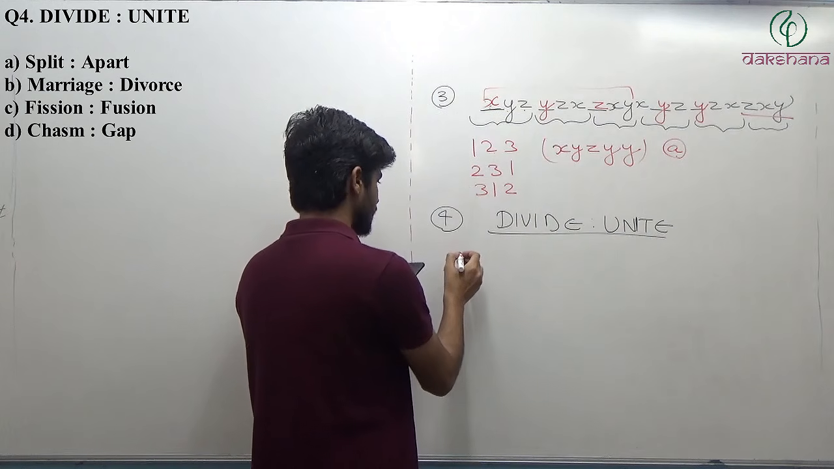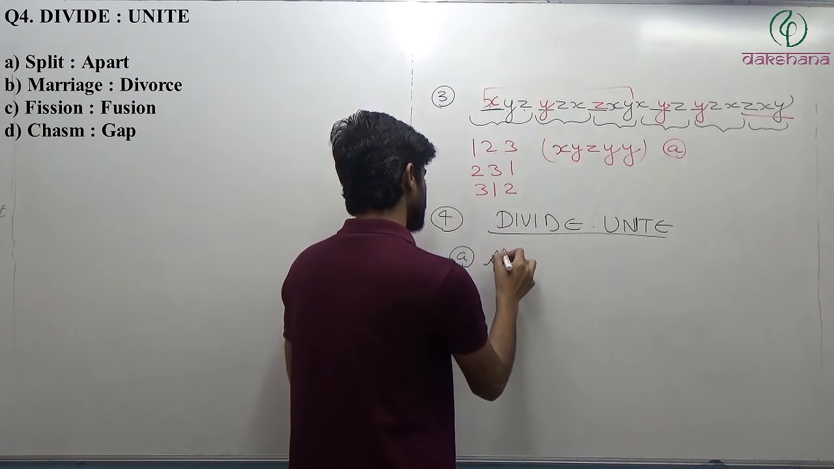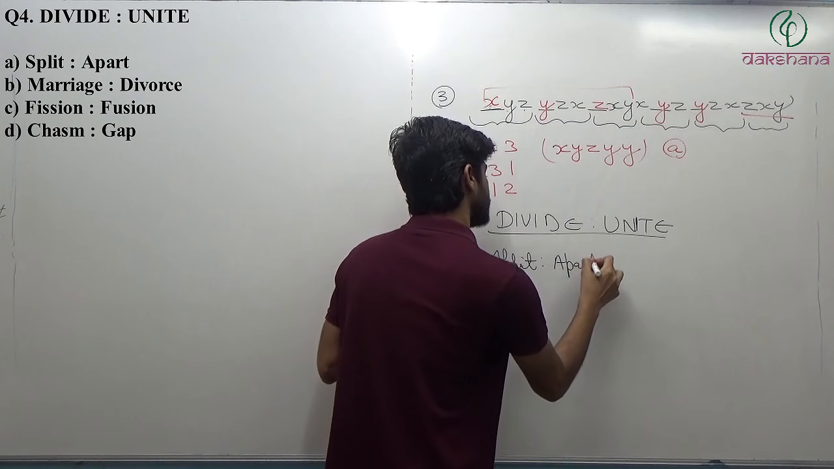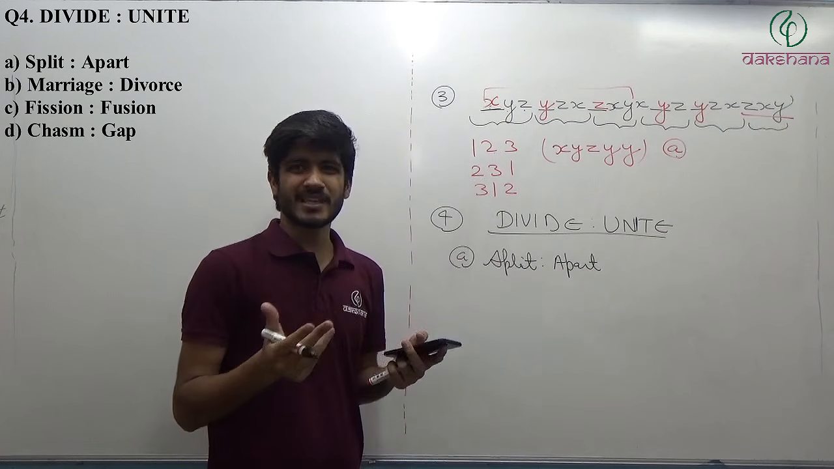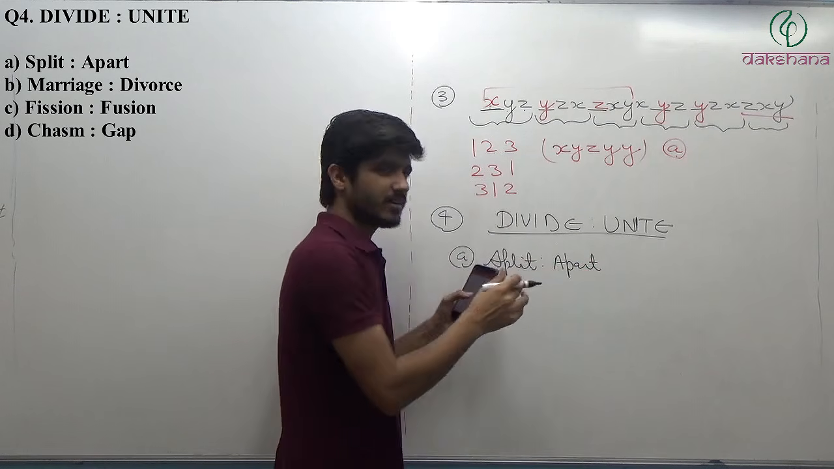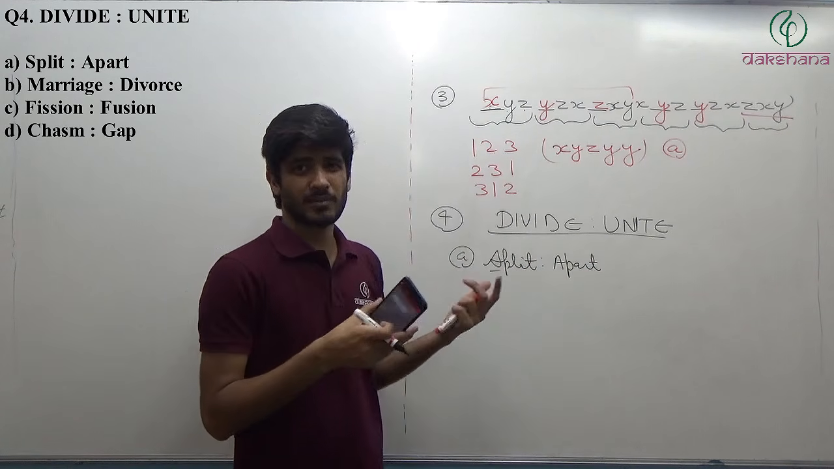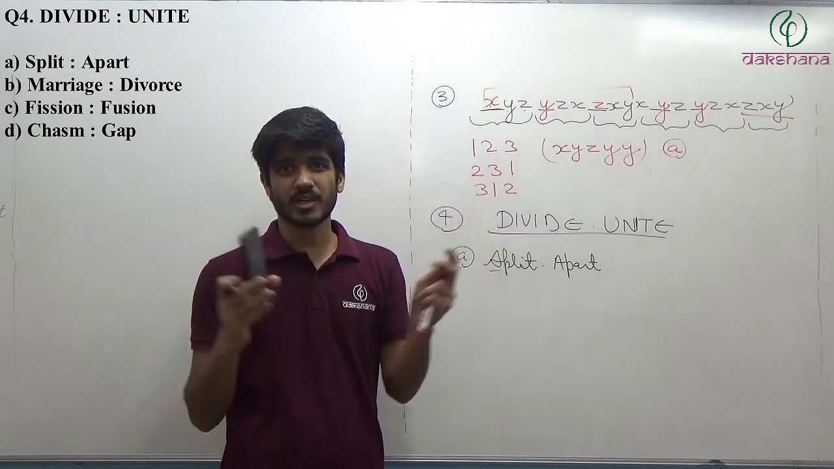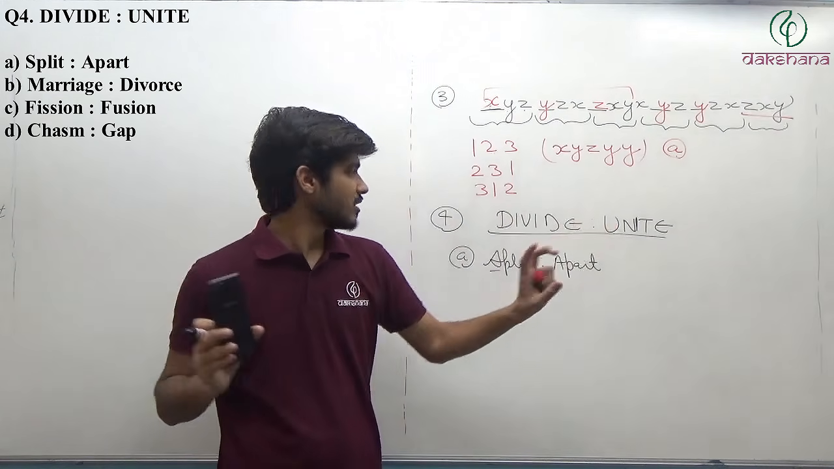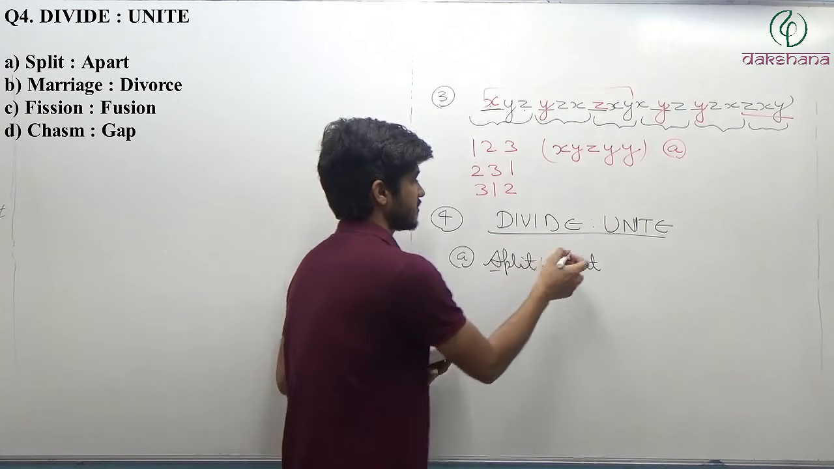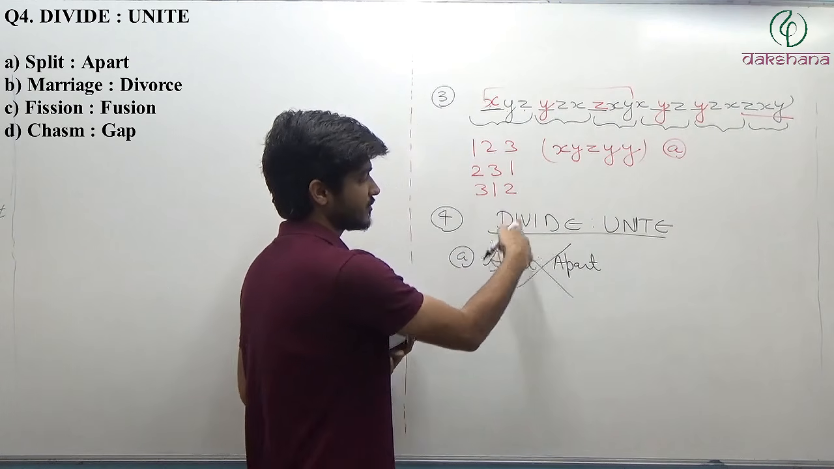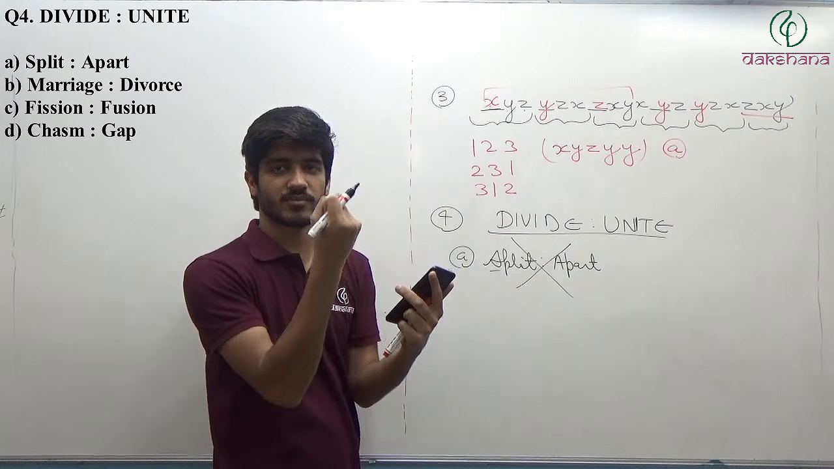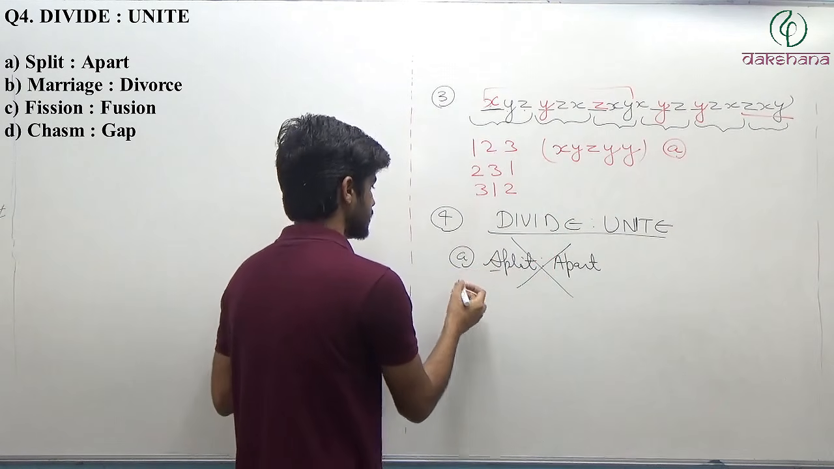Option number 1 is split and apart. Split and apart are more or less the same thing, right? Splitting is breaking something into more pieces, and apart is also going further, not coming close. So this is certainly not the right analogy for this one, because you are first dividing something and then you are uniting back. So this is not the right answer.